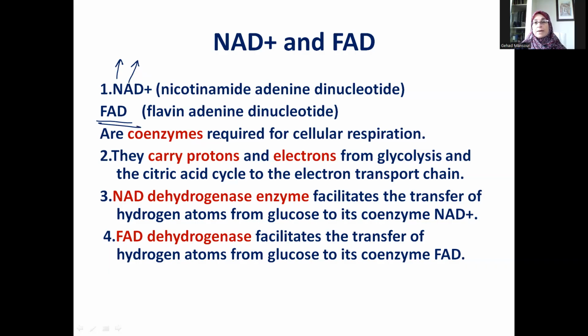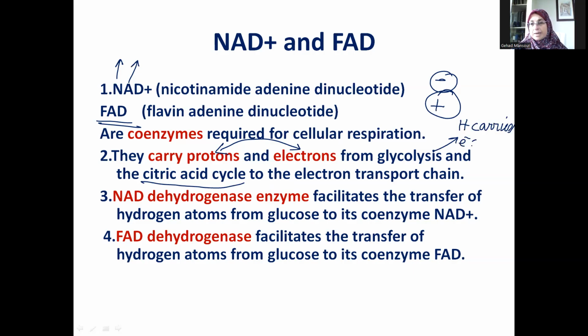They are both coenzymes. Their function is to carry protons and electrons. One proton with one electron is nothing but the hydrogen atom. Any hydrogen atom that is removed from glycolysis, as I told you at the beginning of respiration, as well as any hydrogen atom that is removed through the citric acid cycle, will have to be carried on a hydrogen carrier. NAD and FAD are considered hydrogen carriers. We can call them hydrogen carriers.